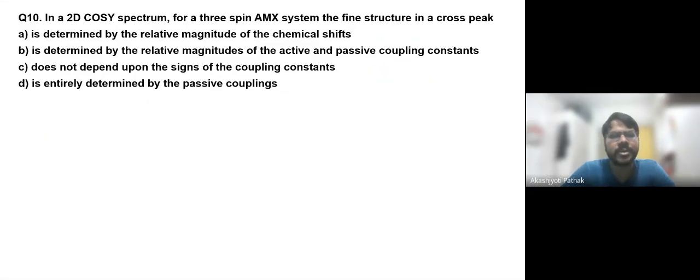Now, in a 2D COSY spectrum for a 3-spin AMX system, the fine structure in the cross peak determines the relative magnitude of the active and passive coupling constants. So the answer is option B. Just now we saw that it determines the magnitude of the active and passive coupling constants, and it also depends on the signs, right? Active coupling results in plus minus splitting, while passive coupling results in plus plus or minus minus splitting.